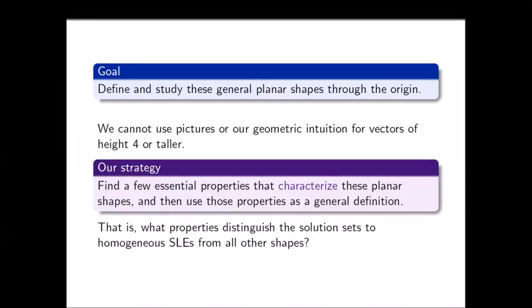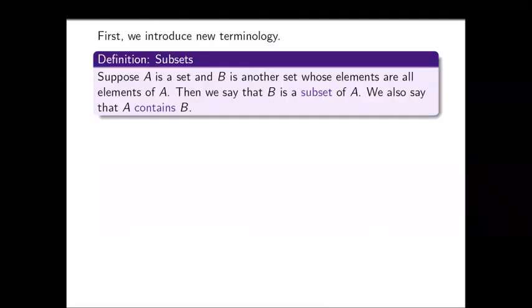Now, because we cannot view things outside of 3 dimensions, we are going to deal with vectors of height 4 or more with the following strategy. We're going to find a few important properties that characterize these planar shapes, and then we're going to use those properties as a general definition. So, in other words, what properties distinguish the solution sets to homogeneous systems of linear equations from all the other shapes in Rn? So first, we're going to introduce some new terminology.